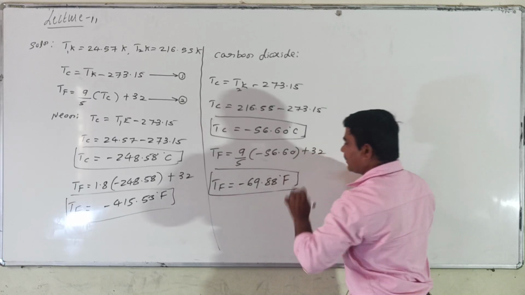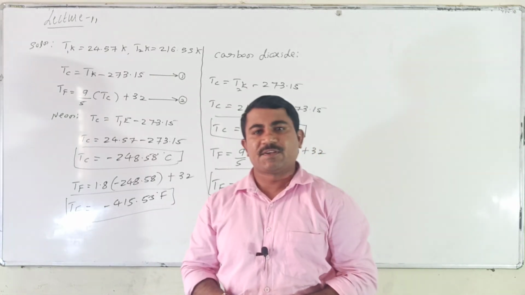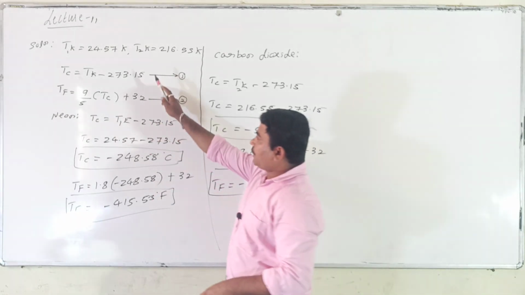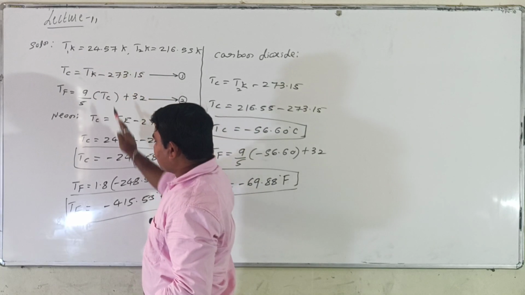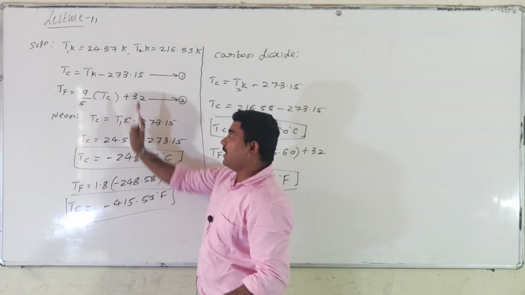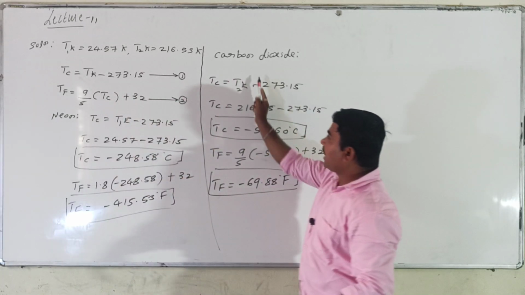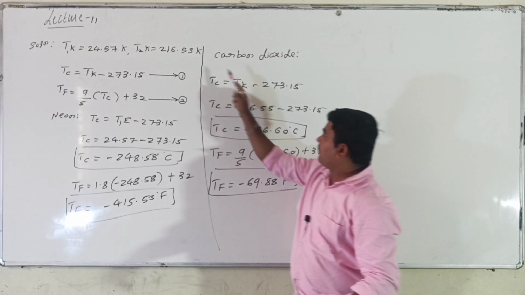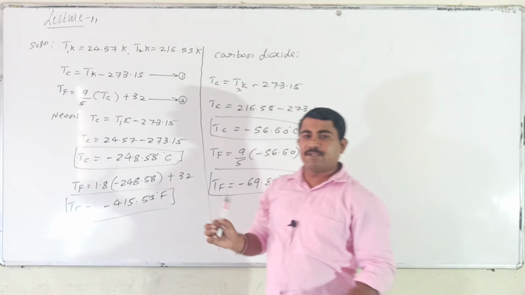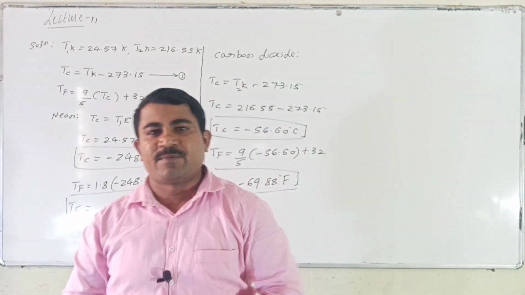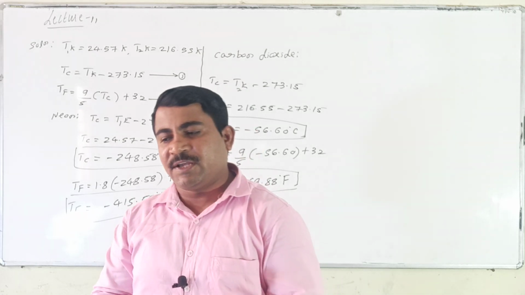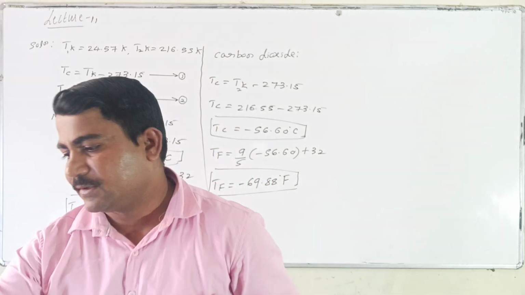This is one of the numericals. The temperature in Kelvin can be expressed in terms of degree Celsius and Fahrenheit for neon and for carbon dioxide. This is numerical one. Copy this numerical. We will go for the next numerical.